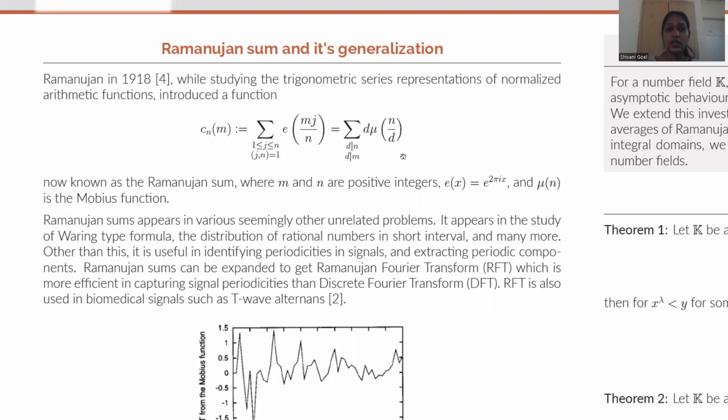We can see the Ramanujan sum in almost every field of mathematics, and there are many applications of the Ramanujan sum. It is used in the pairing type formula, in the distribution of rational numbers in short intervals, in the proof of the Vinogradov theorem, and many more.